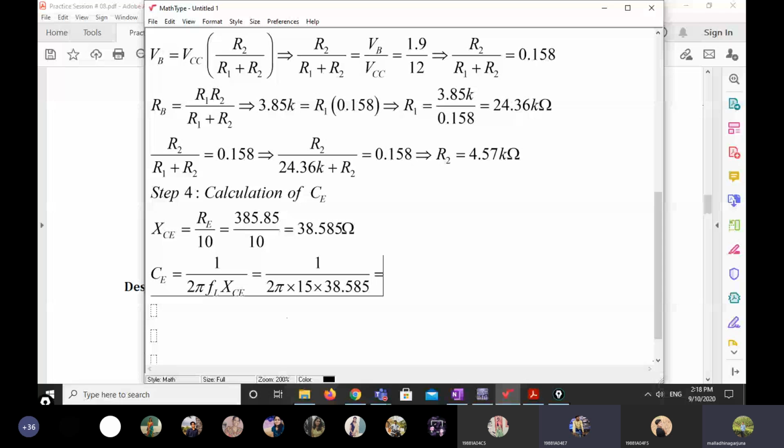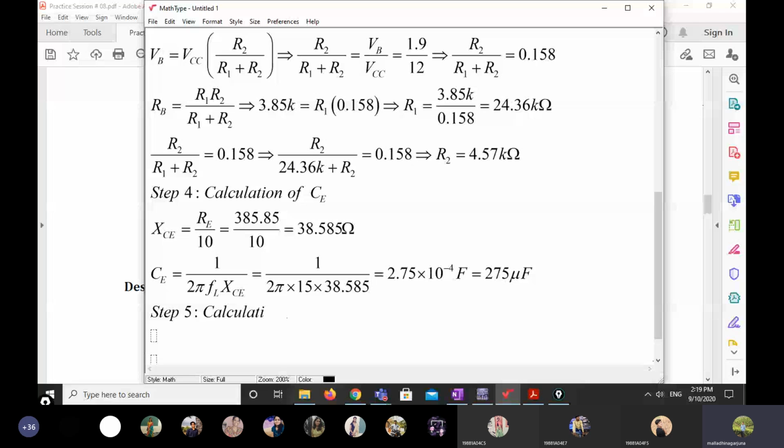2.75 into 10 power minus 4 farad. Okay, approximately 275 microfarad. Micro means 10 power minus 6. Okay, so we can write 275 microfarad. Right. Next one is step 5.